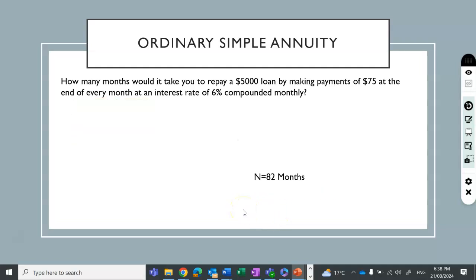Okay, so the next one is using the financial calculator. How many months would it take to repay a $5,000 loan by making payments of $75 at the end of every month at an interest rate of 6% compounded monthly? So you can use a financial calculator, or you can use the formula to calculate it and check whether it is giving the same value or not.